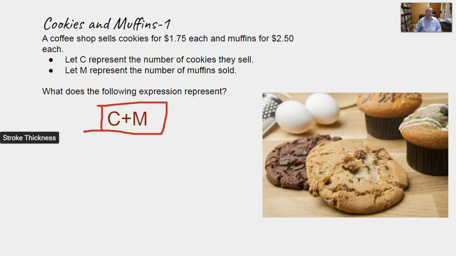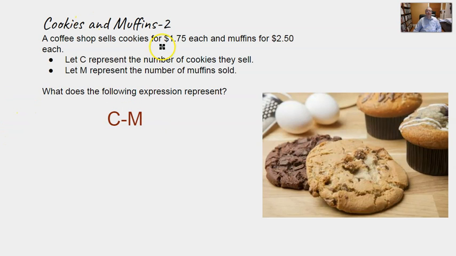Okay, so the next one is the same setup, but now we have C minus M. So now we're subtracting. So we've got to think, C is the number of cookies, M is the number of muffins, and we're subtracting. So what this one would give us is the difference of the cookies and the muffins. So maybe they sold 10 more cookies than muffins, and this would give us that.